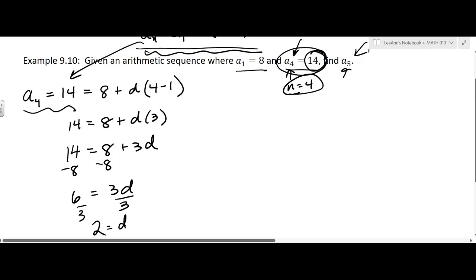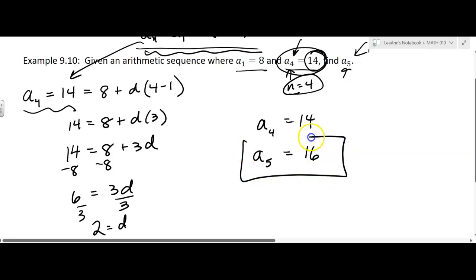Okay, great. Now you might have a question, does the common difference have to be an integer? No, I don't see why it would have to be an integer, but a lot of times it is, just in the examples that they give us. But okay, so the difference is 2. Then if a sub 4 is 14, then a sub 5 has to be 16.